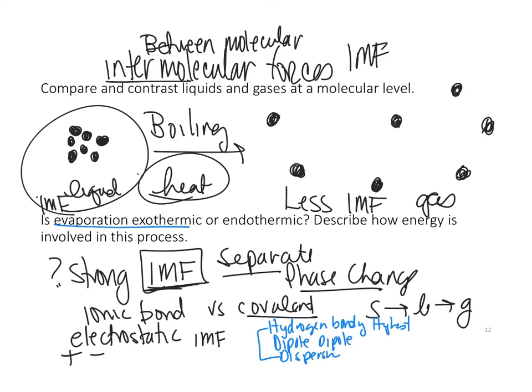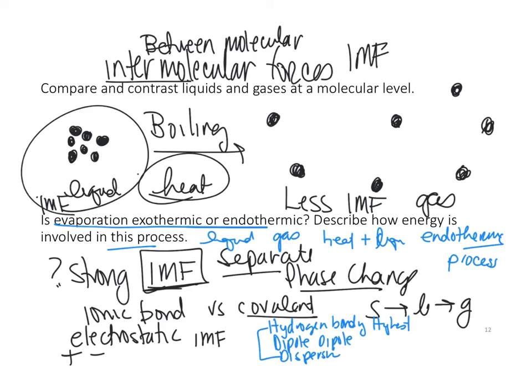Is evaporation exothermic or endothermic? Evaporation is going from a liquid to a gas, so you have to put heat in. You have to put heat plus the liquid. So that would be an endothermic process. Describe how energy is involved. You have to put heat in.